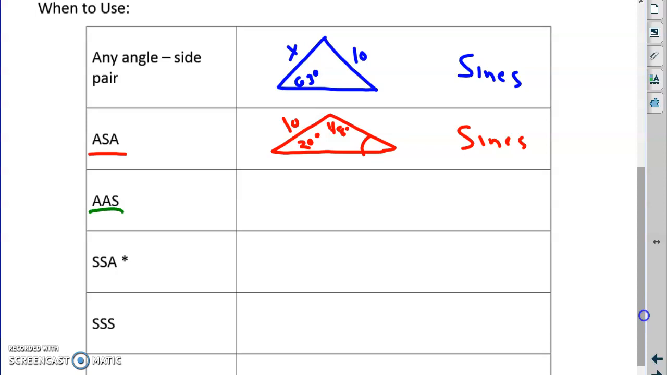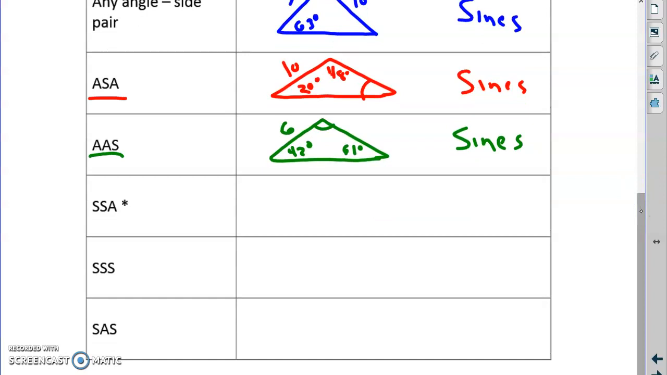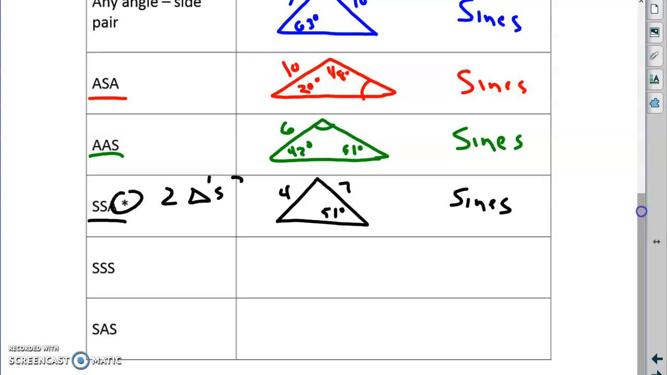Case 3, AAS, another triangle congruence method. If I have AAS, 42, 6, 61. Again, any two angles generate the third, so I can get a law of sines angle side pair. SSA, the ambiguous case, that's what the star means. 4, 7, angle 51. Yes, I can use the law of sines, but I've got to remember two triangles, question mark.